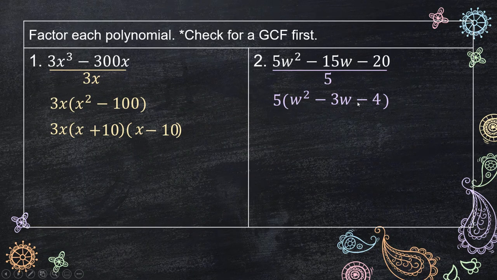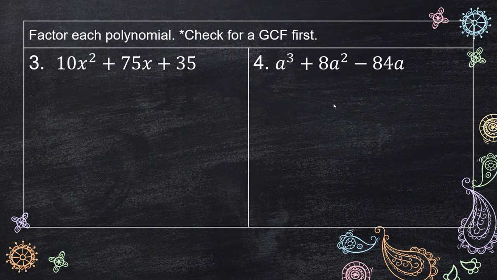So I'm going to ask myself what multiplies to negative 4 and adds to negative 3. And that would be negative 4 and plus 1. So since there is something that multiplies to negative 4 and adds to negative 3, I know it's factorable. So I set up my two sets of parentheses. We break up the w squared into w and w. And then our answer to what multiplies to negative 4 and adds to negative 3 goes directly into our factors.